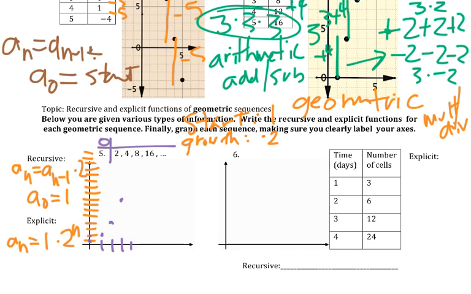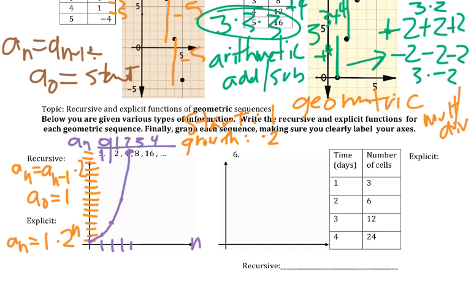Well, we found the 0 one to be 1, so 1, 2, 3, 4. Because I counted 0 as 1, didn't I? So at 4 we go clear up to 16. If we were to connect it, it looks something like that. So this would be our n and a sub n.